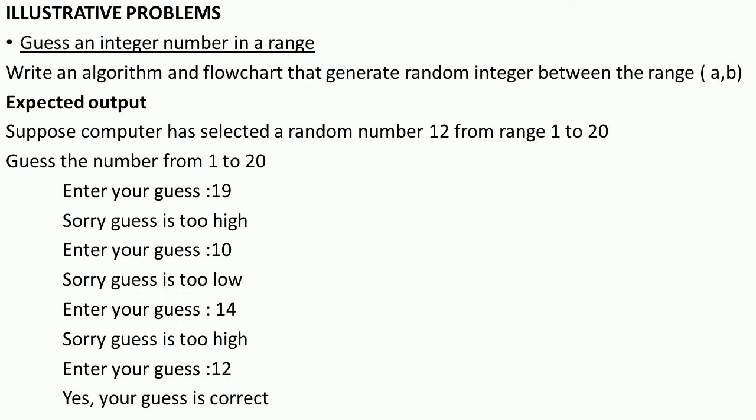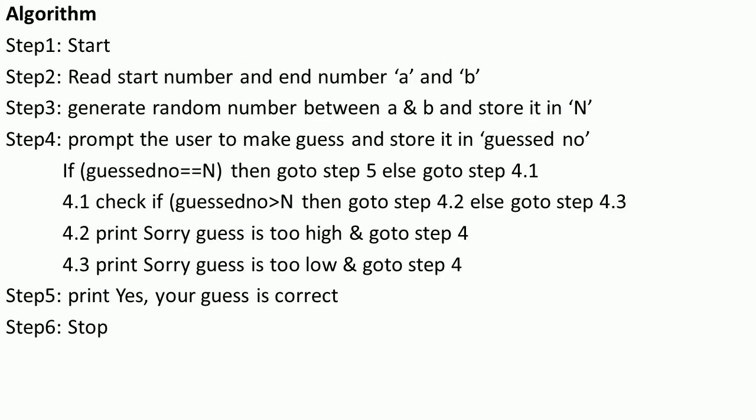For this, we have to write the algorithm and flowchart. Coming to the algorithm. The first step of the algorithm is start. The second step is we are going to read the starting and ending number as A and B. The third step, ask the computer to generate a random number between A and B and store the result in a variable called n. The fourth step, prompt the user to make the guess and store it in guess number. Guess number is a variable name.